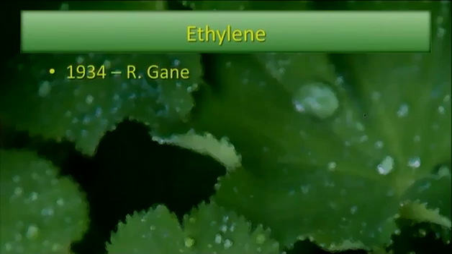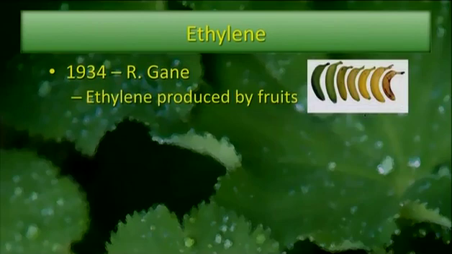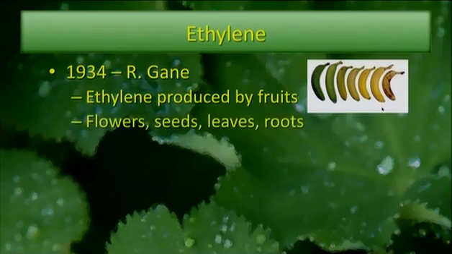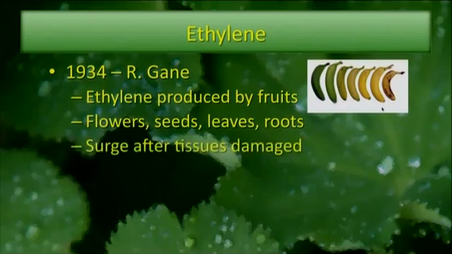Now in 1934, R. Gane showed that ethylene is produced by fruits. Here's a banana fruit going from green to almost overripe. So ethylene is produced by fruits. It's produced in flowers, seeds, leaves, and roots. And there's generally a surge of ethylene that happens after tissues are damaged.